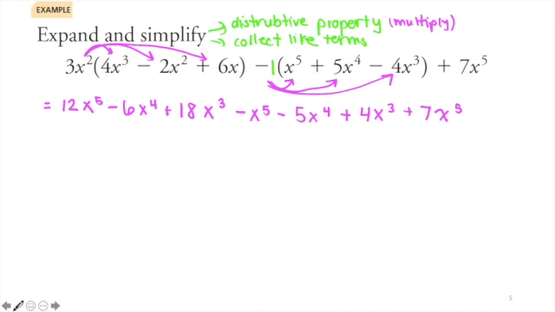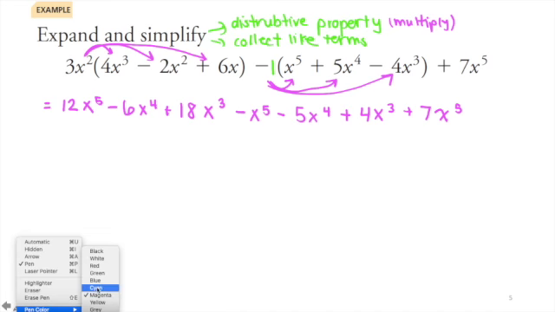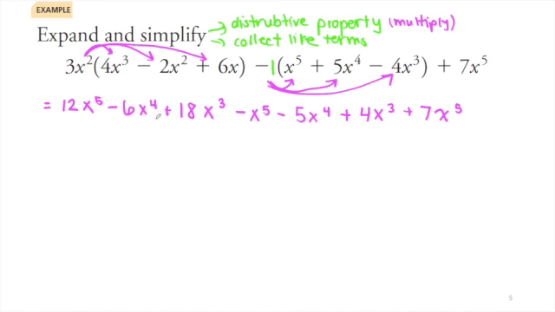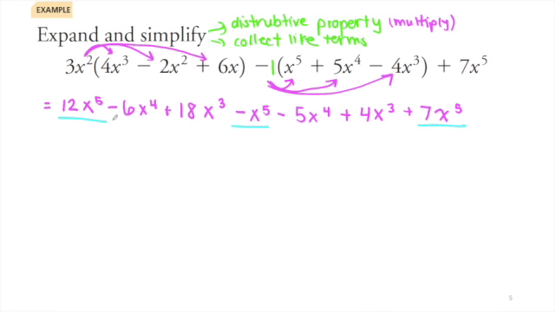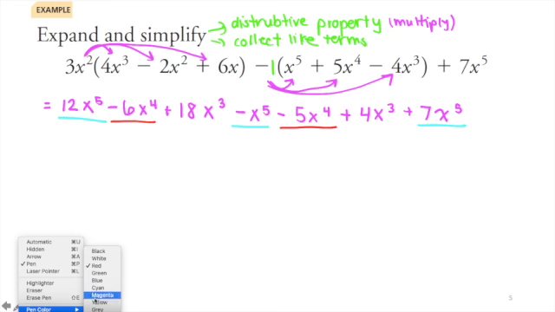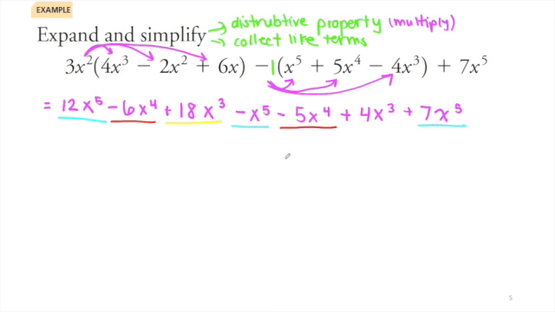Now, what you can do is just go through, and you can use different colors or different lines or whatever, but I would go through and underline all of your common terms. Remember, what makes it a common or like term is that it has the exact same exponent on it, okay? So you have 12x to the 5, you have a negative x to the 5, and we have the 7x to the 5 here, okay? Then you have your negative 6x to the 4, negative 5x to the 4, and let's go yellow. Here we have 18x cubed and positive x cubed.